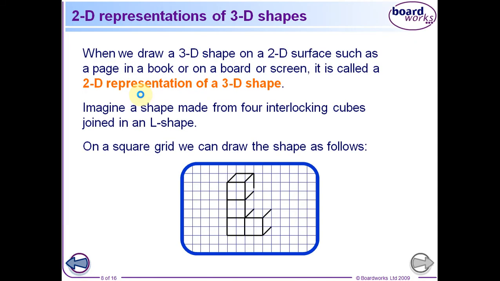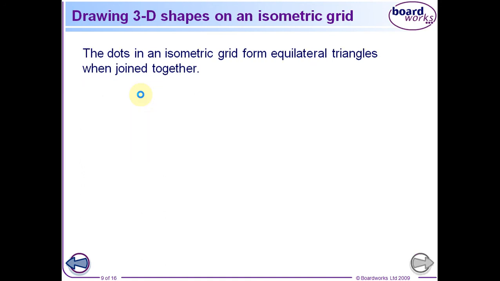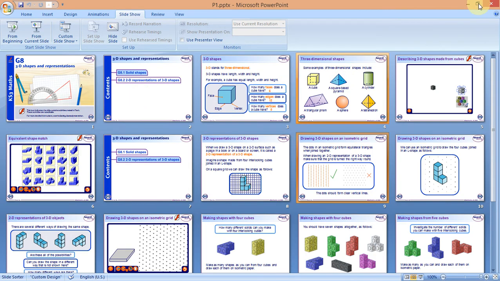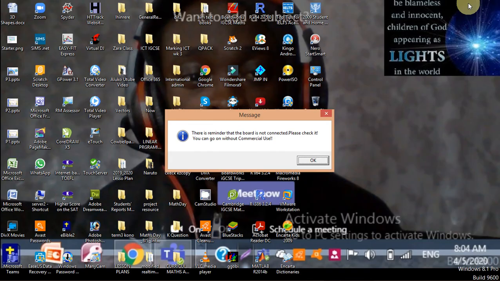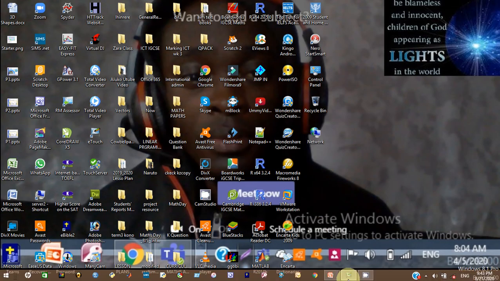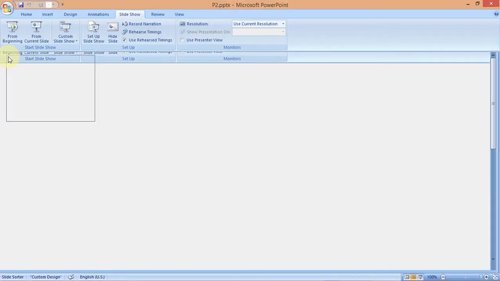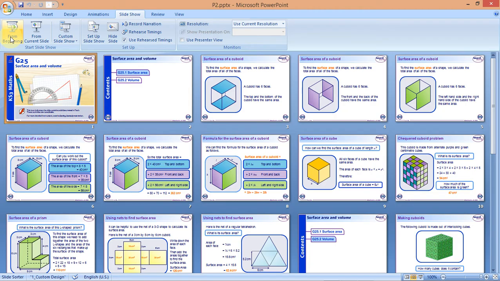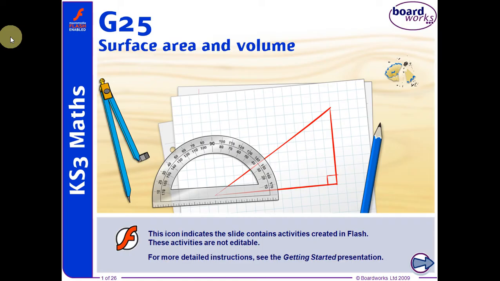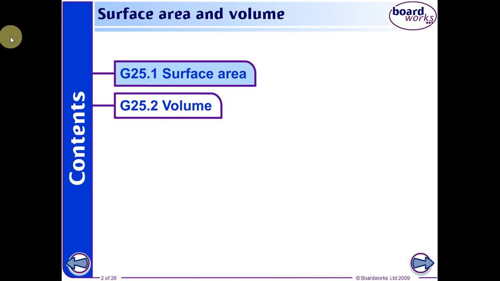Okay, don't worry about isometric grid for now. Okay, so let's just go ahead with the next slide and see how to work with that. Okay, from the beginning. Okay, this will give us a better understanding so that we can go back and solve the second question on surface area.